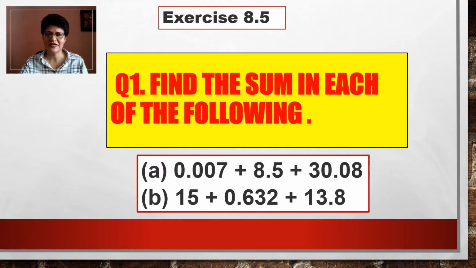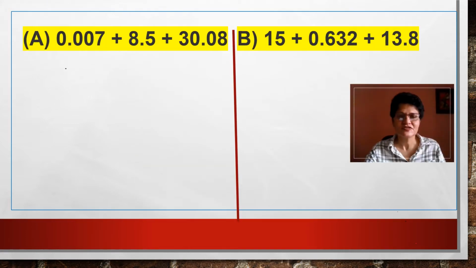We will be doing exercise 8.5, question number 1. And it says find the sum in each of the following cases. As you can see, there are two parts in it, A and B, and I will be doing both parts in this video. So children, let's learn how to add the decimal numbers.